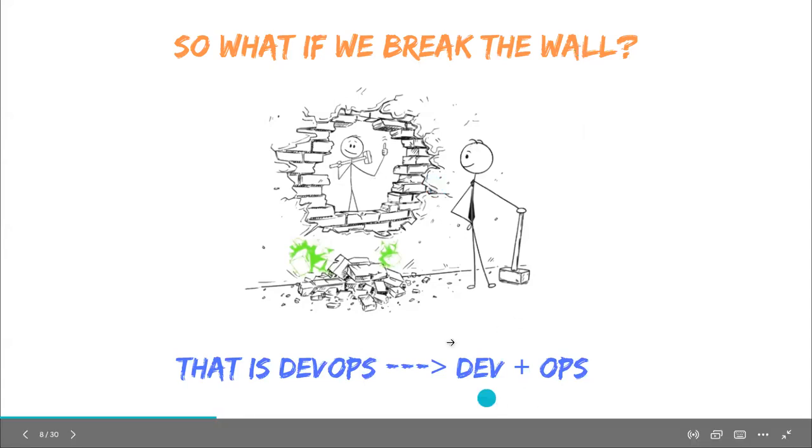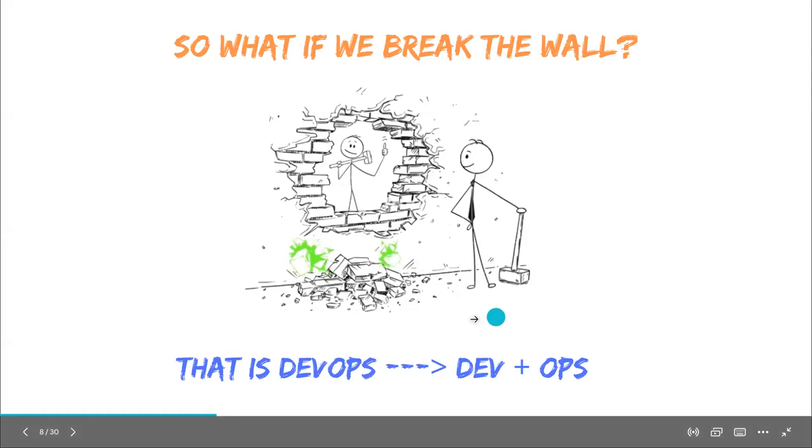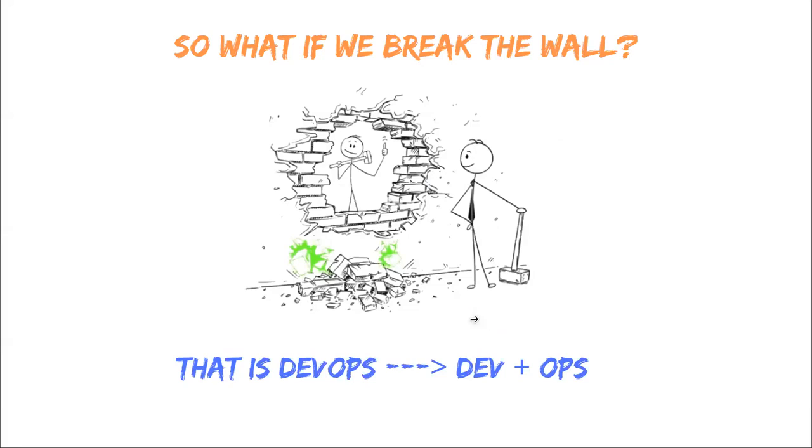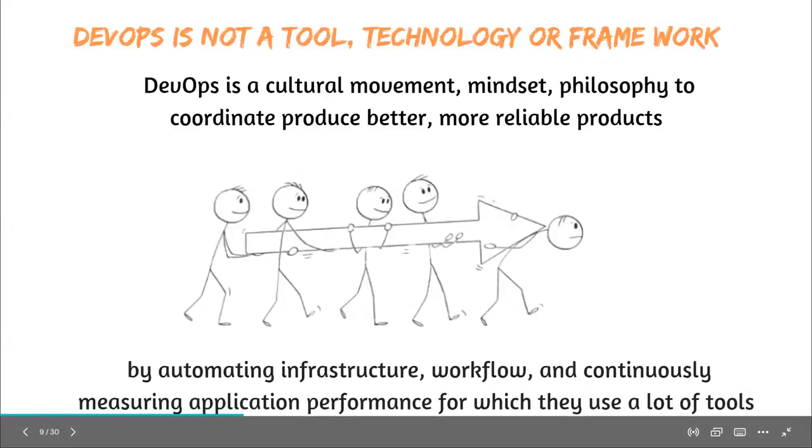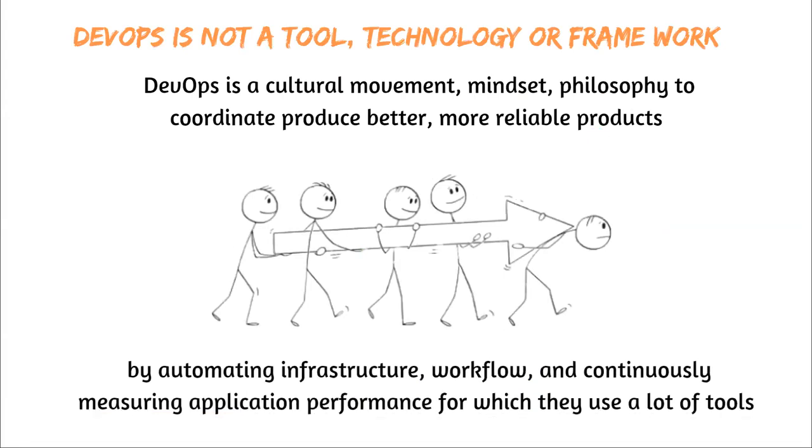So then DevOps came into the picture. Initially, the development team and operation team worked separately, and after that they worked together. So that's the reason why DevOps came into the market. A lot of people think DevOps is a technology, and some people think DevOps is a tool.